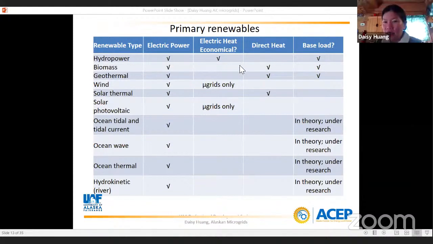Okay, and then which resources can you use directly to heat your home? Obviously, biomass is a big one.